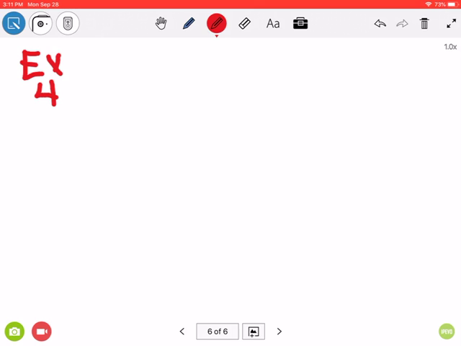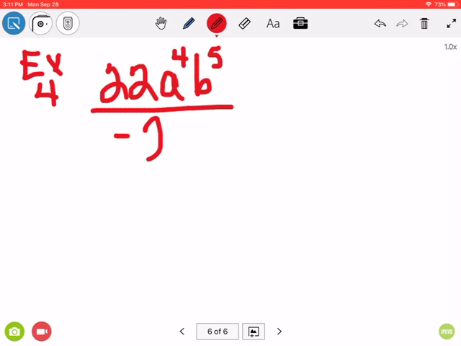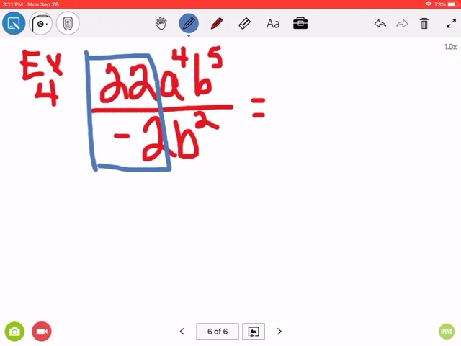Here's our 4th one. Let's do 22 a to the 4th, b to the 5th, over negative 2 b squared. Okay, so we got to take care of our coefficients. First off, we're going to take care of the 22 divided by negative 2 and get negative 11. And then I'll look at a. There's nothing down here to subtract, so I'll leave a to the 4th. And I'll look at b to the 5th over b squared. 5 minus 2 is 3. And there's my final answer.